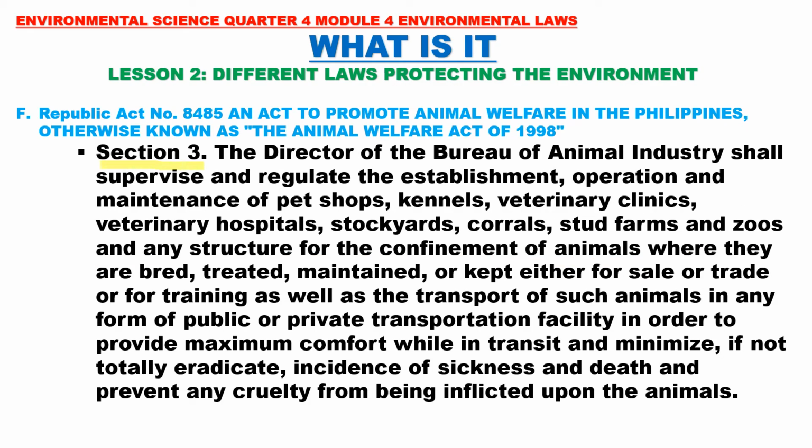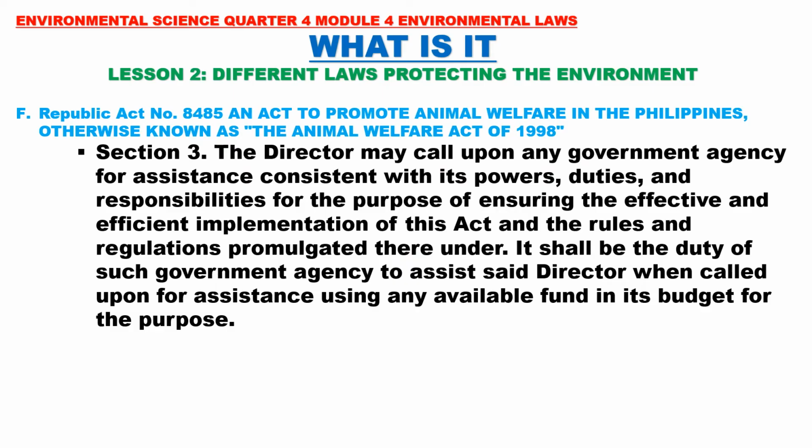Section 3 of RA 8485 states that the Director of the Bureau of Animal Industry shall supervise and regulate the establishment, operation, and maintenance of any structure for the confinement of animals. The Director may call upon any government agency for assistance consistent with its powers, duties, and responsibilities for the purpose of ensuring the effective and efficient implementation of this Act and the rules and regulations promulgated thereunder.